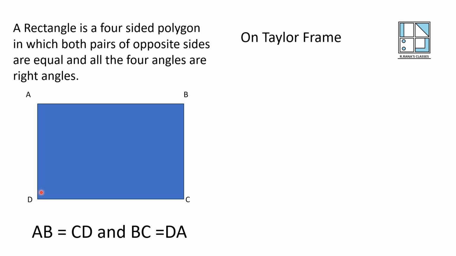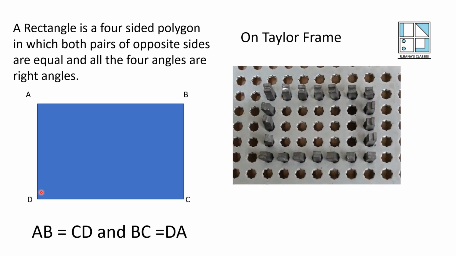On Taylor frame, it can easily be explained. So this is how you can show a rectangle on a Taylor frame. A rectangle generally has a length and a breadth. I'm saying generally because every square is also a rectangle, but every rectangle is not a square. So if length and breadth are different, we call it rectangle. Okay, so you can see the length is different from width.